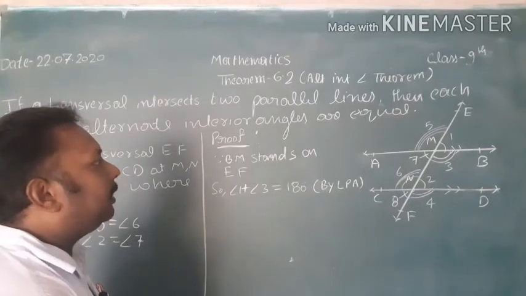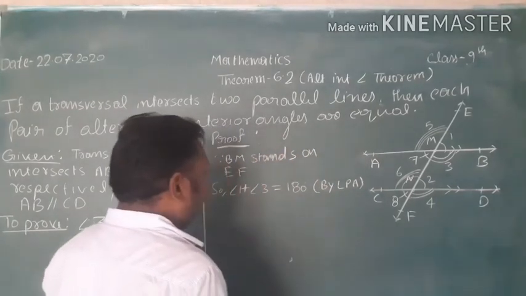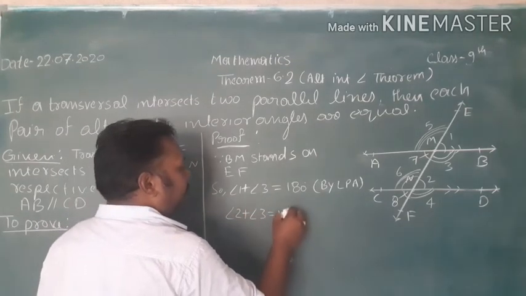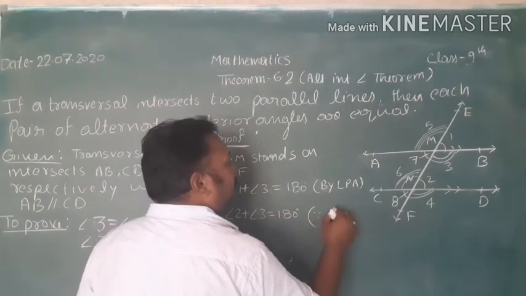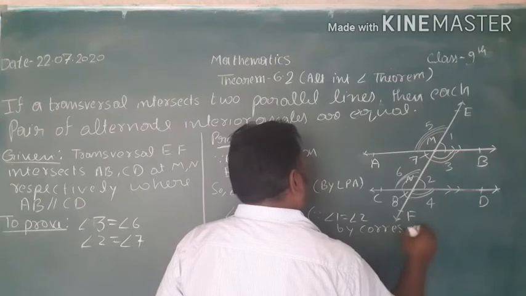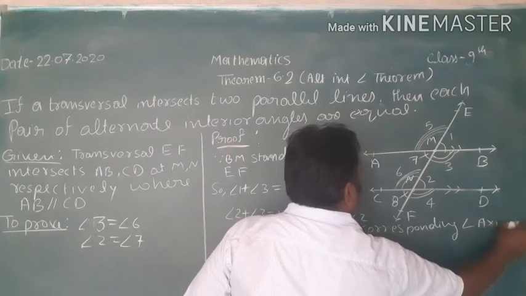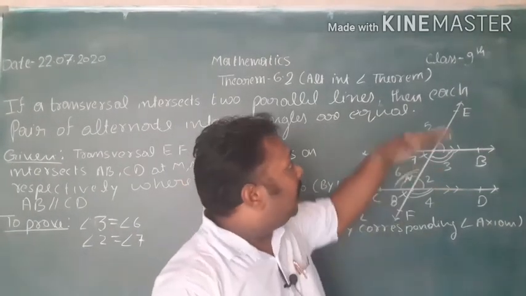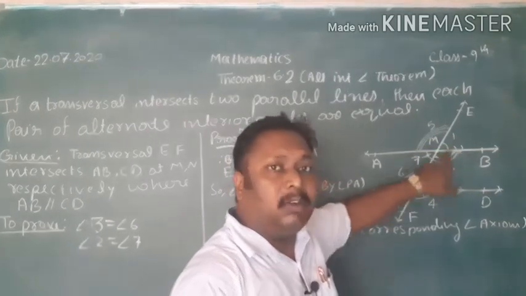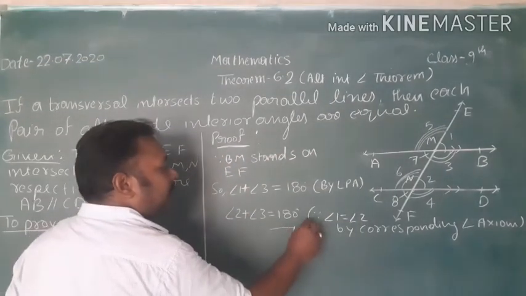Angle 1 is equal to angle 2 by corresponding angles. So in place of 1 we write down 2: 2 plus 3 equal to 180, because 1 equal to 2 by corresponding angle axiom number 6.3. In axiom 6.3, if a transversal intersects two parallel lines, then each pair of corresponding angles are equal. So angle 1 equal to 2. So in place of 1 you put 2. So this becomes equation first.